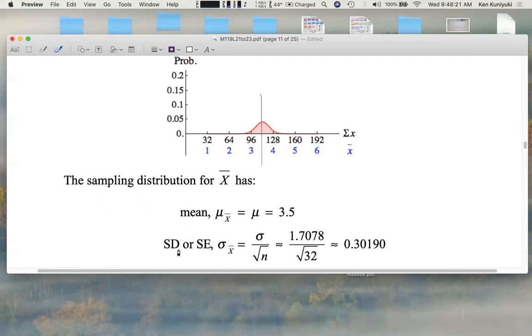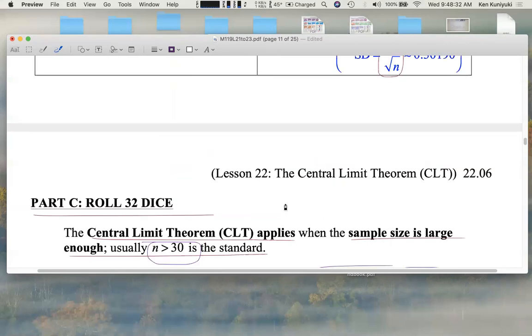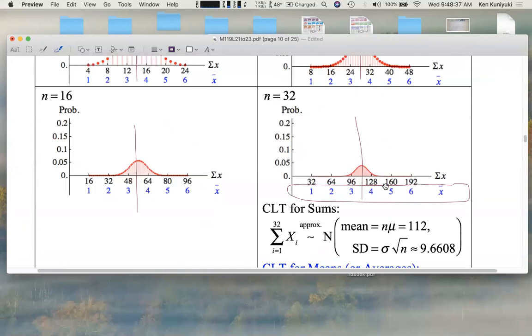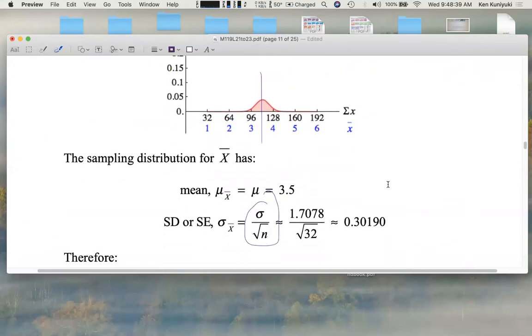The standard error, or the standard dev of the sample mean distribution, is not sigma, but sigma over the square root of n. Big Daddy sigma, for the uniform distribution, was about 1.7078. I said that up here. But you have to take that 1.7078 and divide it by the square root of 32, which was between 5 and 6. This fraction ends up being a lot less, about 0.3. 0.3 is way less than 1.7. It's about a fifth or a sixth of 1.7.